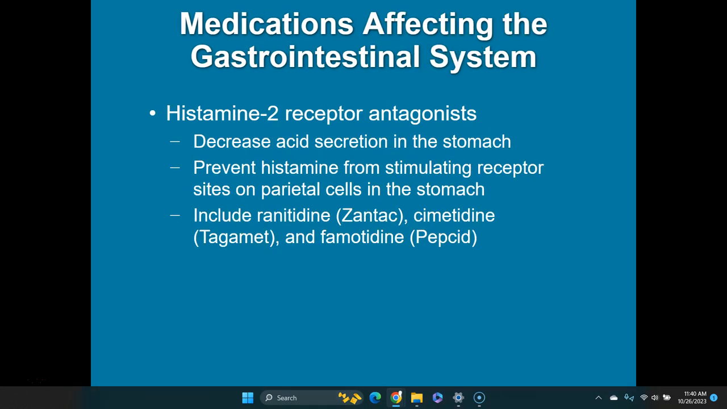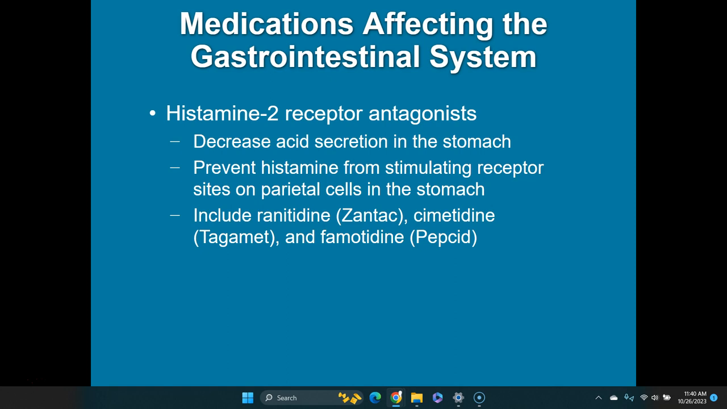Medicines for the GI system. Histamine 2 blockers decrease acid secretion in the stomach, preventing histamines from stimulating receptor sites in the parietal cells in the stomach. Includes Zantac, Tagamet, and Pepcid.